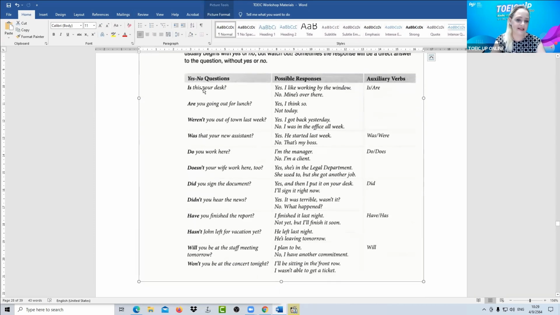So, is this your desk? Yes, I like working by the window. No, mine's over there. So the auxiliary verb is is. Are you going out for lunch? Yes, I think so. Not today. So you'll see not today. There's no direct no, not today. They use not. So remember that you can also use not for no when you're responding to answers.